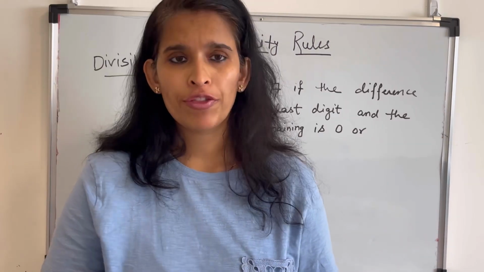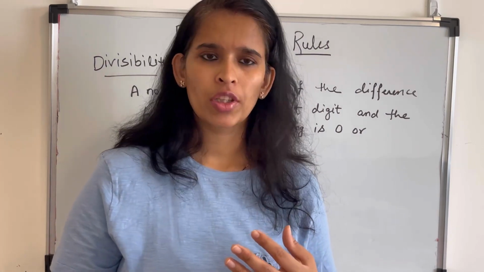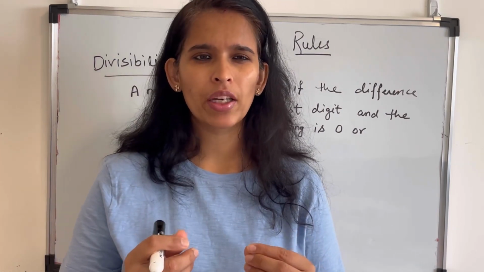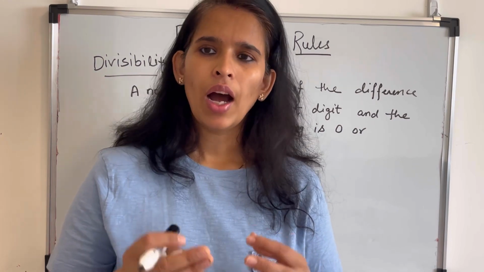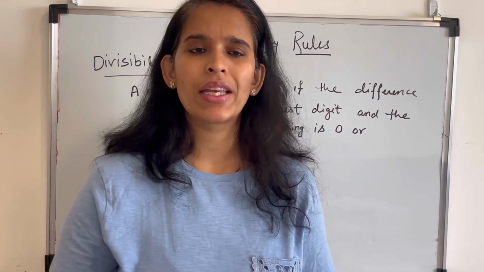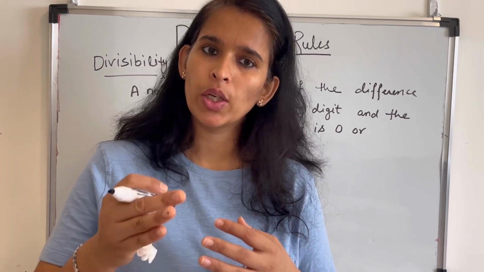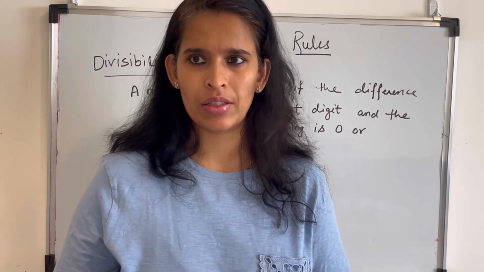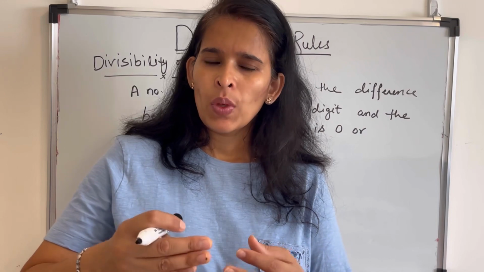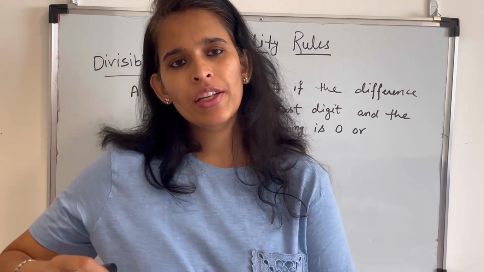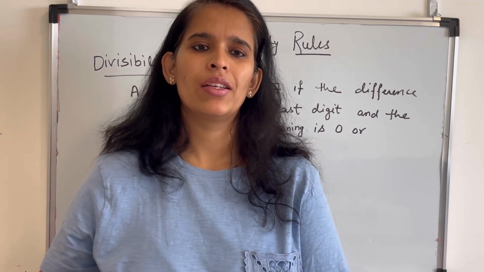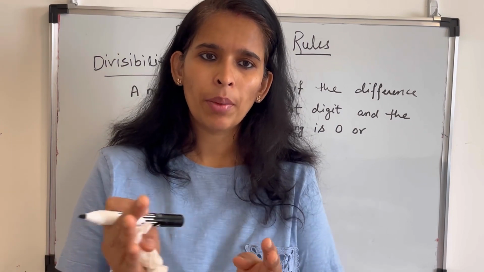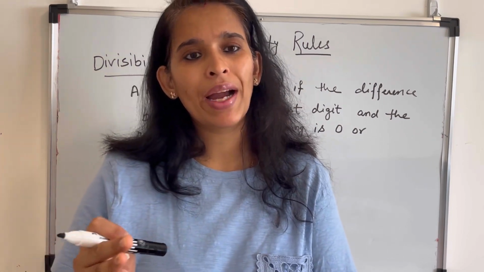So, the divisibility rule of 7. Please focus on this one. It's a bit complicated. We need to understand it nicely. A number is divisible by 7 if the difference between twice the last digit and the remaining digits, we check whether that result is either 0 or divisible by 7. Then the complete number will be divisible by 7.